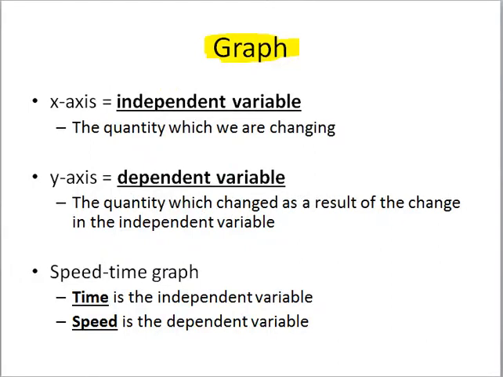Okay, so graphs here. In graphs, you actually learn about the x-axis and the y-axis. The x-axis is the horizontal axis over here. The y-axis is the vertical axis over here. Now, for graphs, take note: the x-axis is always the independent variable. This is the quantity which we are changing as we do the experiment. The y-axis is the dependent variable. It's the quantity which changes as a result of the change in the independent variable.